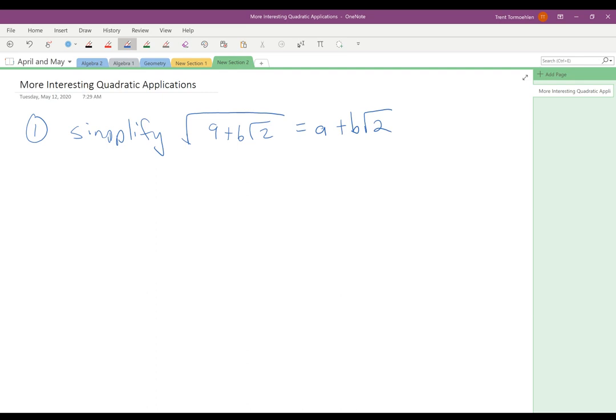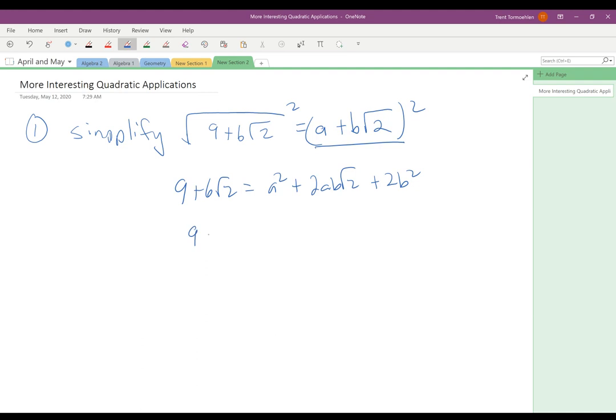Now, it turns out that we may not be able to come up with a's and b's that are integers, and I will show those to you in a second and how that's going to work out. So we go about this the same way, which is to square both sides. So that's going to give us 9 plus 6 root 2 equals a squared plus 2ab root 2 plus 2b squared. So when I square that, I get this.